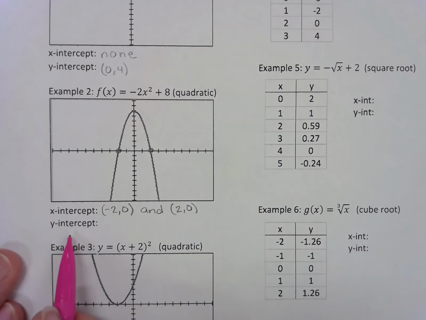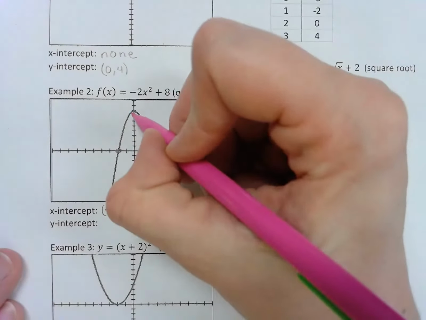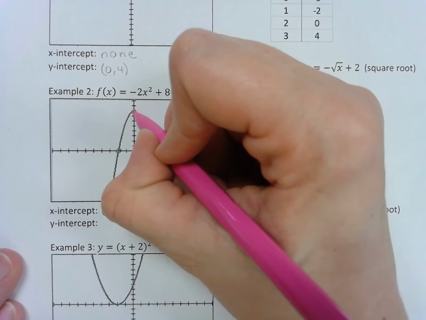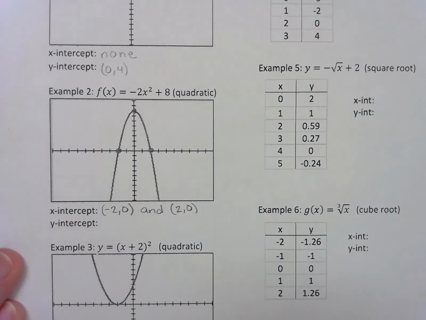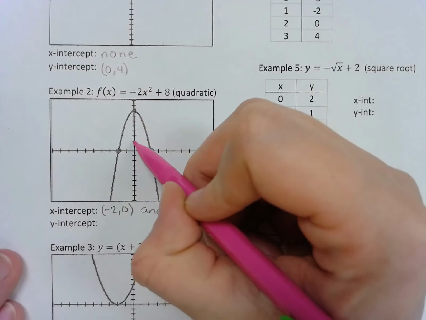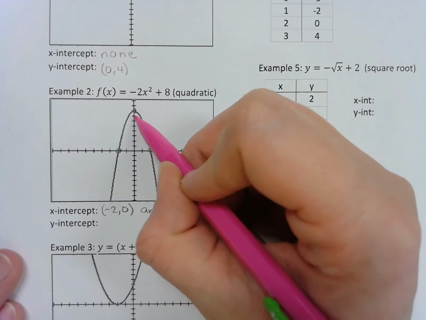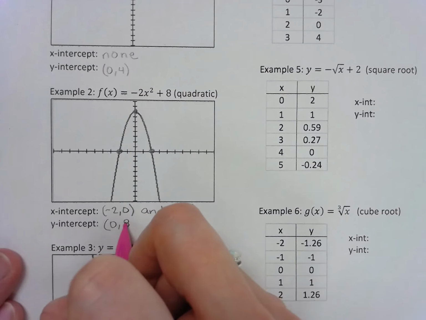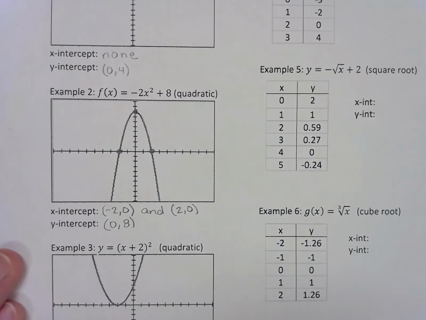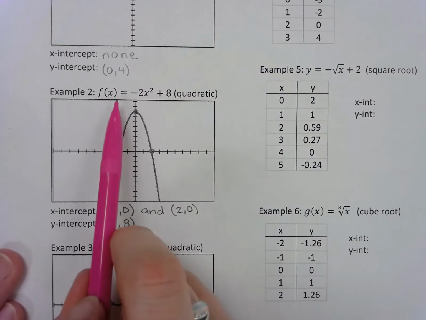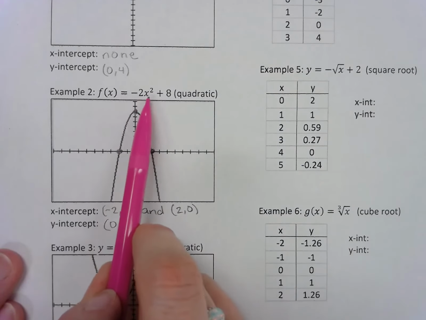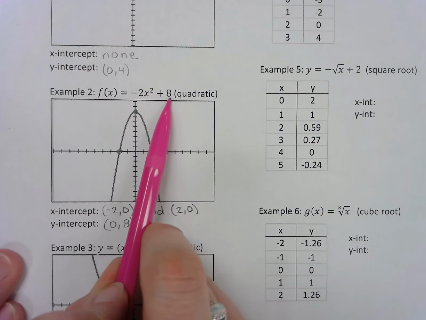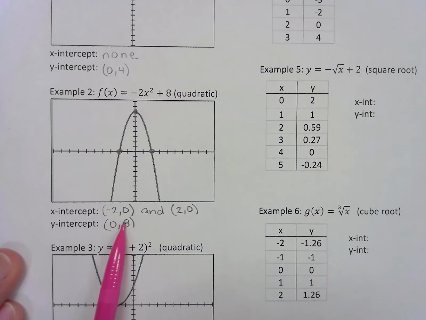For our y-intercept, again, make sure you clearly label your answers. Our y-intercept is here on the graph. So we will count 1, 2, 3, 4, 5, 6, 7, 8 on the y-axis. So it's 0, 8 for the y-intercept. Notice our function for the quadratic is in standard form, so the c value will be the same as your y-intercept value.